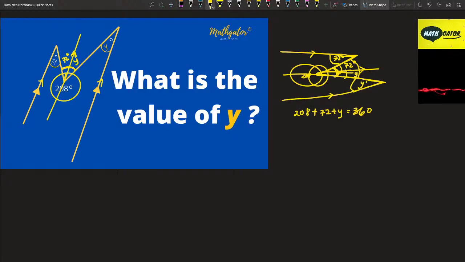So when we add it, all should be angle in a circle. So once it's an angle in a circle, then we should be able to find the value for it. Now what will be the calculation? This will be what? This will be 280, right? 280 degrees plus y equals 360.